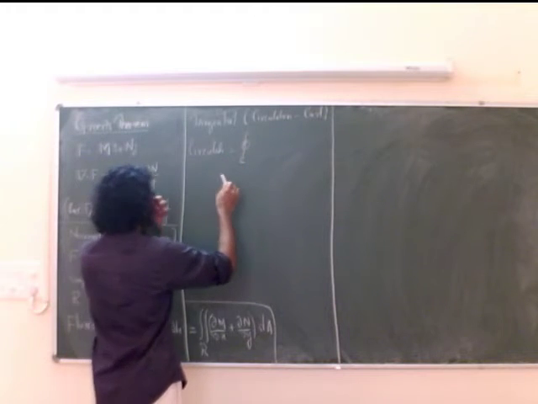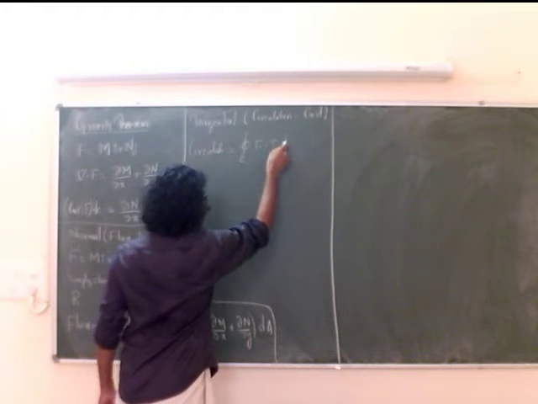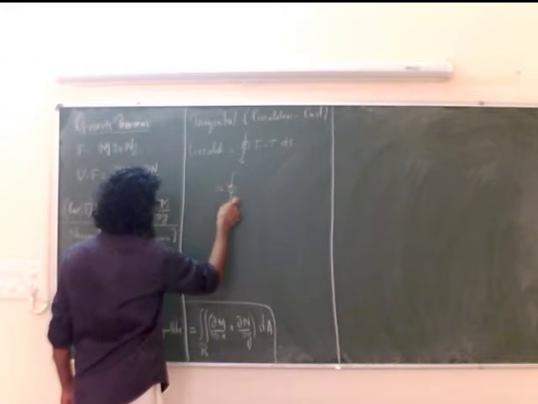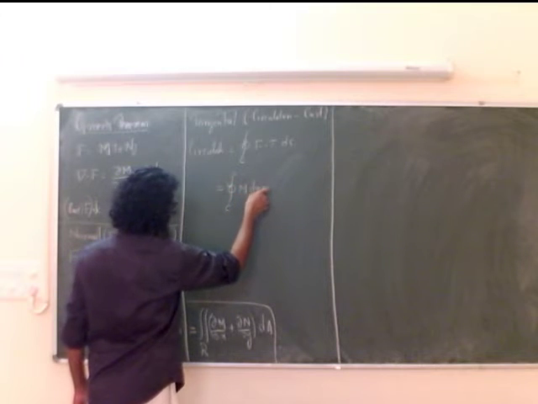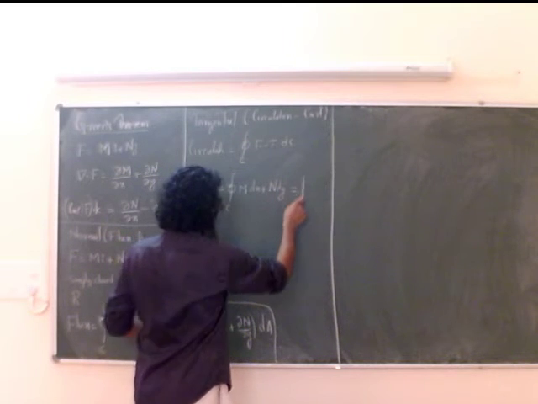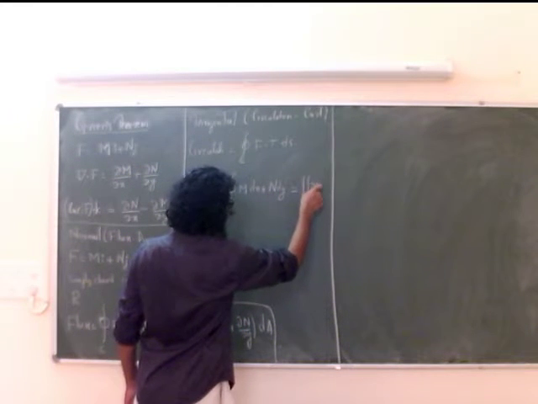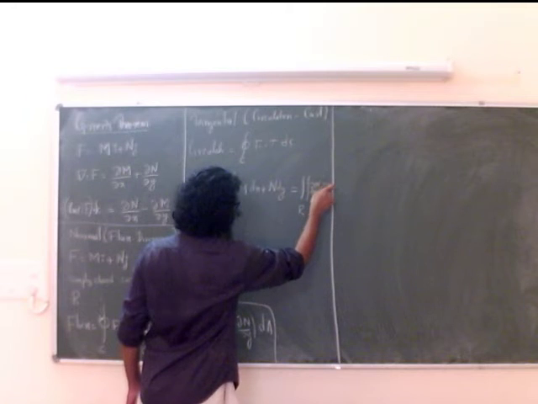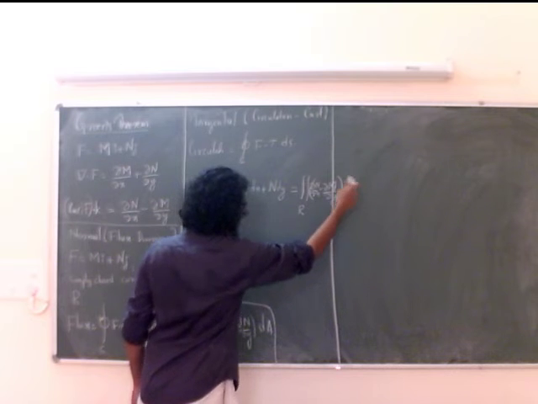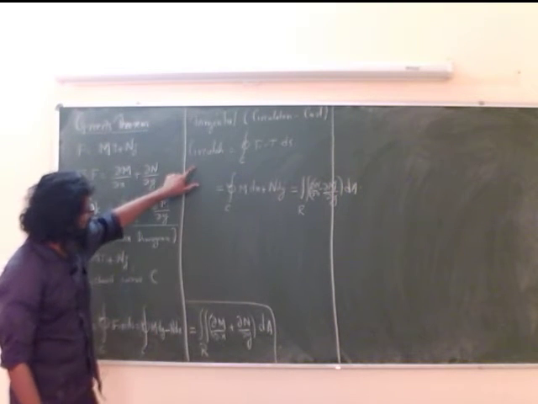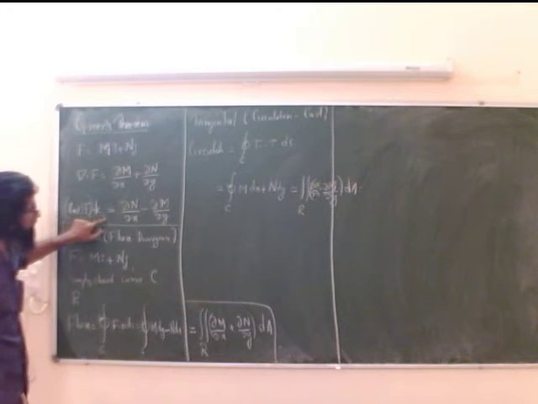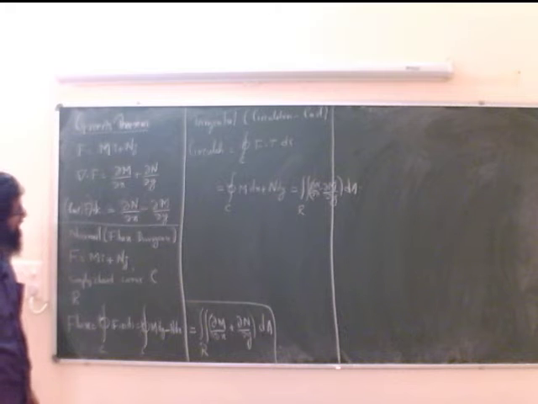integral over C F dot T ds, and we know this is equal to integral over C M dx plus N dy, and Green's theorem says that this is equal to double integral over R ∂N/∂x minus ∂M/∂y dA. So the circulation is equal to the double integral of the k component of the curl. So that is the tangential form of Green's theorem.